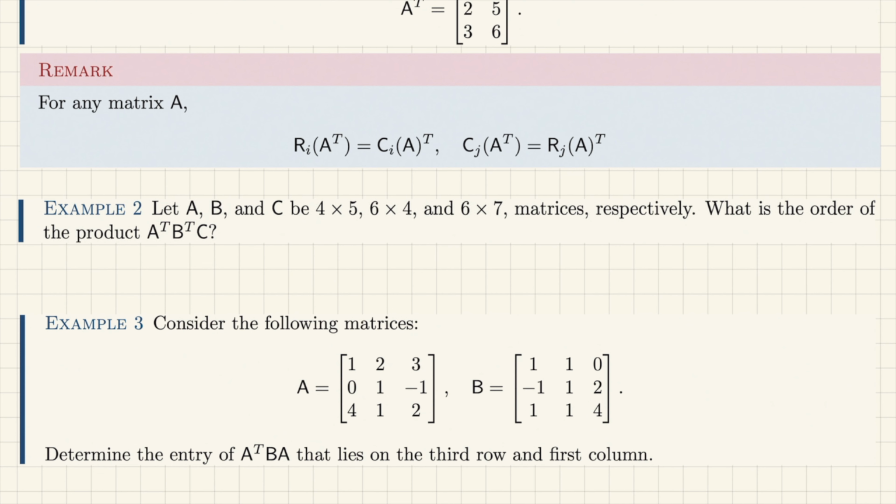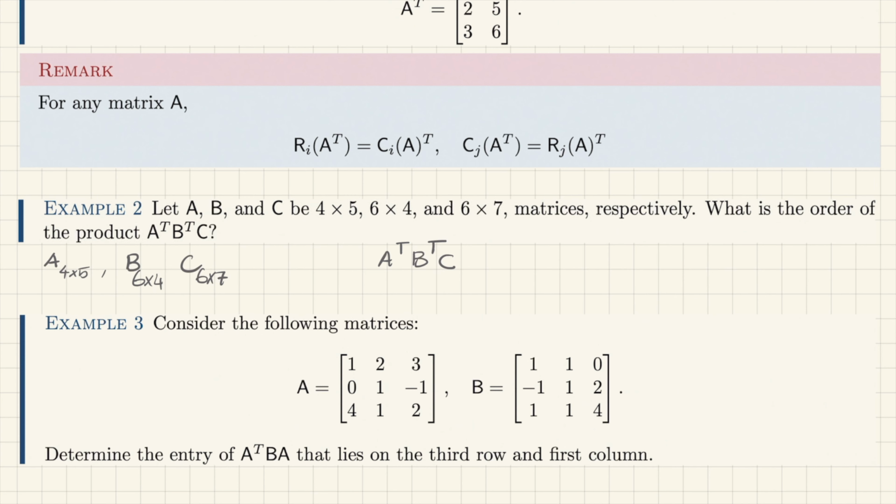Let us do one example. Let A, B, and C be 4 by 5, 6 by 4, and 6 by 7 matrices respectively. Okay? So let me write here in front of your eyes. A is a matrix 4 by 5. B is another matrix 6 by 4. And C is another matrix 6 by 7. We want to find the order of this product. Okay, so what is the order of this product? Yeah, it is very clear.